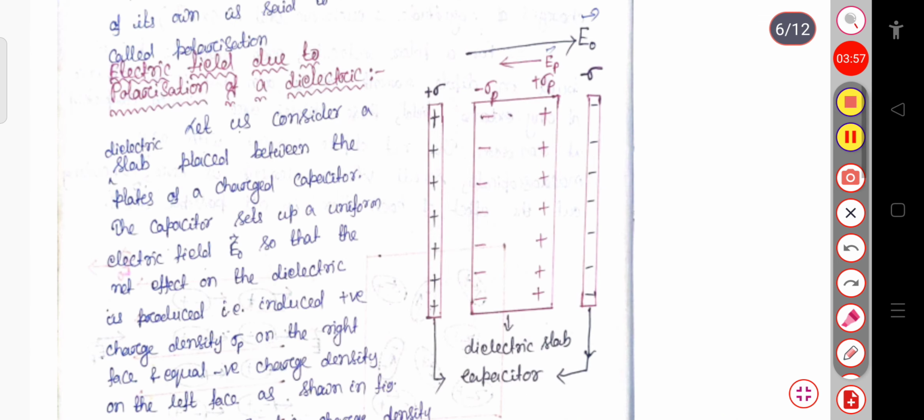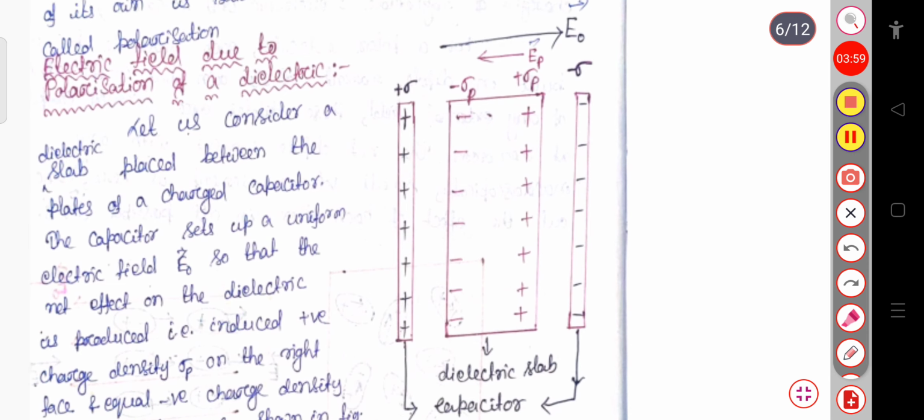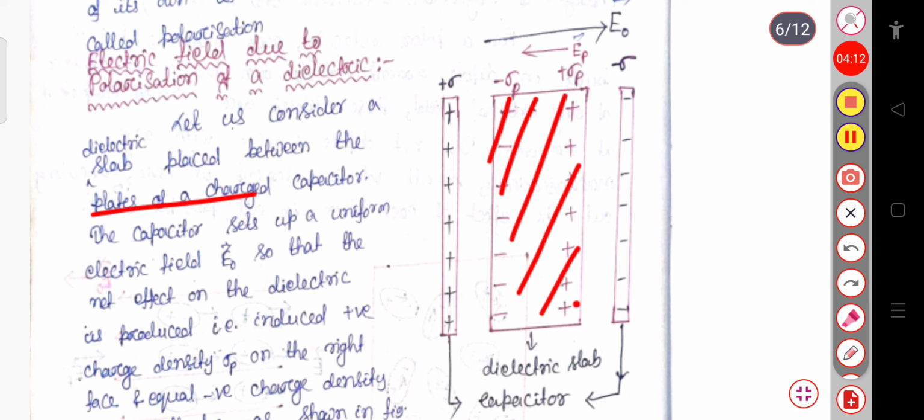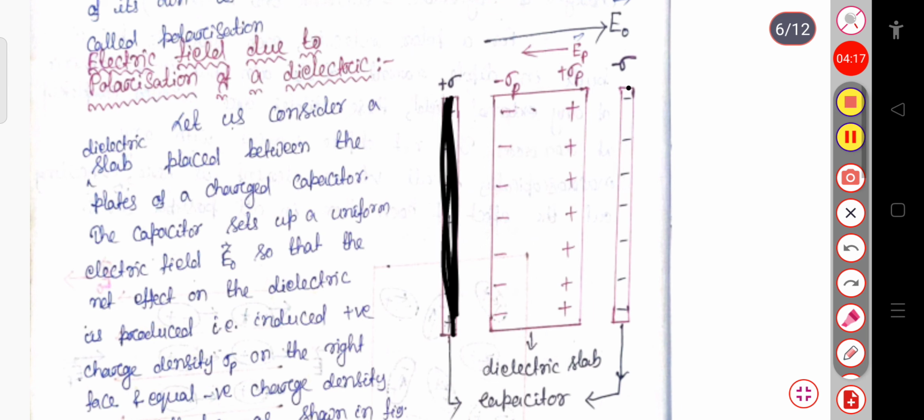Now let us come to our topic, that is, the electric field due to the polarization of a dielectric. Let us consider this is your dielectric slab. It is placed between the plates of a charged capacitor. So these are your capacitor plates, and this is your charged capacitor.